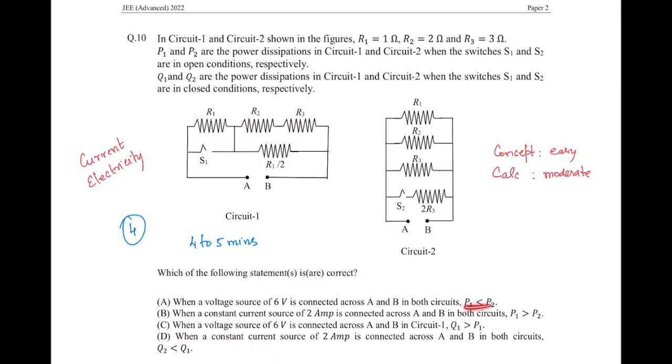Each and every option, P1 greater than P2, P1 less than P2, Q1 greater than P1, Q2 less than Q1, like this 4 different options are there. So that's where you could actually get psyched up. Concept wise, it's pretty much an easy question. Calculation wise, also moderate, but definitely a time consuming one. It's not that it is very tough to do, but without getting psyched up, you need to spend time to solve this particular question. Conceptually, it's a pretty straightforward one.